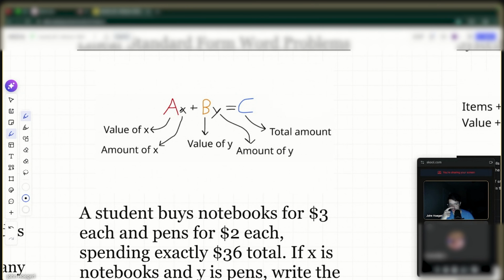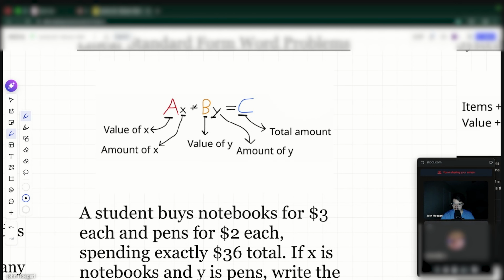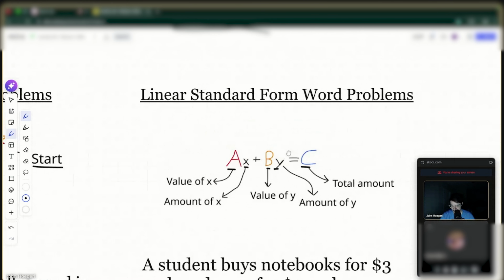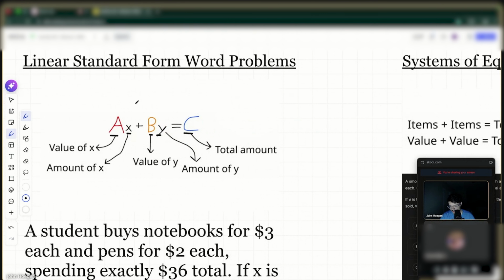What a standard form linear equation looks like is ax plus by equals c. Basically, what's happening here is that a represents some kind of value, x represents some kind of input, same thing for b and y, and then finally we have c, which is the total amount. A good example of what this could be referring to is something like the prices of stuff. So when I say value, that often could also mean price.